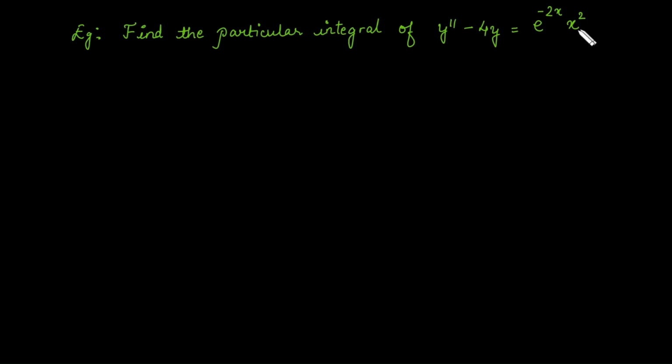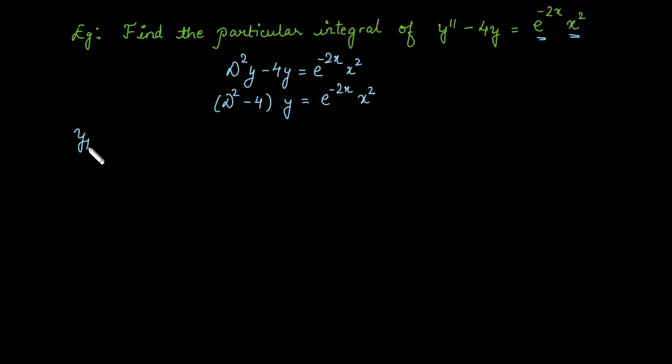Let's answer the next question. Rather than a sine or a cos, now we are dealing with the polynomial product with the exponential case. So write its operator form. The operator form is D square y minus 4y is equal to e raised to power minus 2x, x square. Collect the coefficient of y. So we have D square minus 4 y is equal to e raised to power minus 2x into x square. So for the particular integral, we can write it as 1 upon D square minus 4, e raised to power minus 2x into x square.